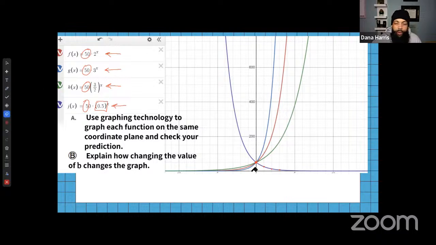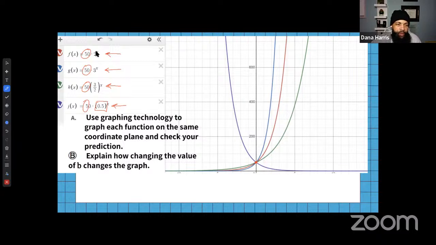Now, if we go to the next one, let's look at the growth factor of each of these. Go back up to the red now. The growth factor here is 2.